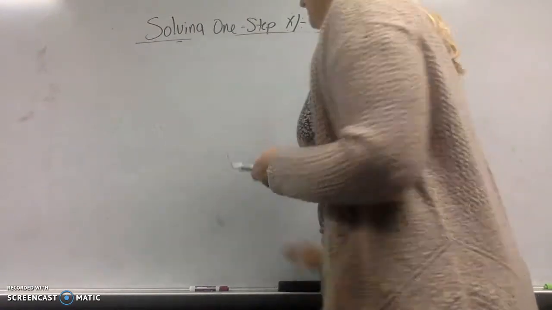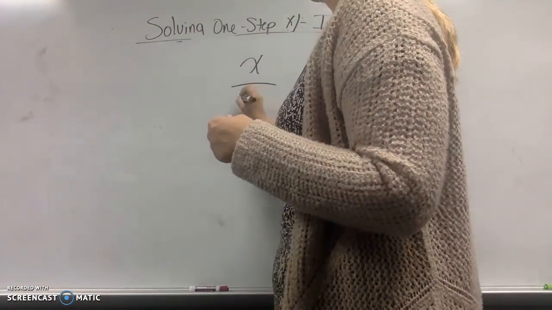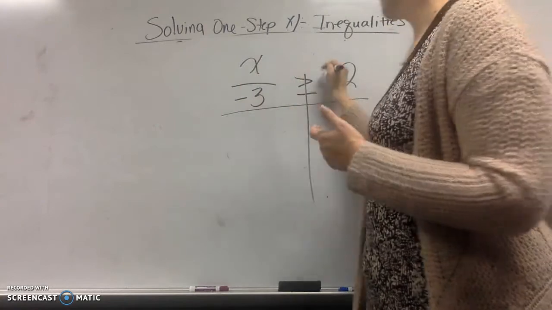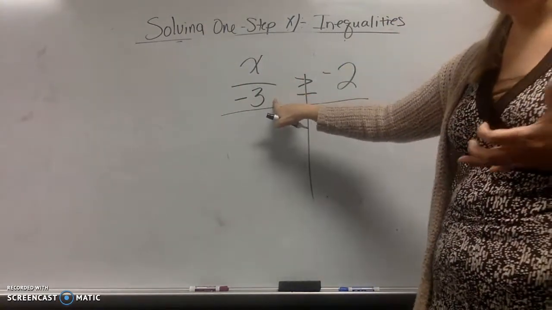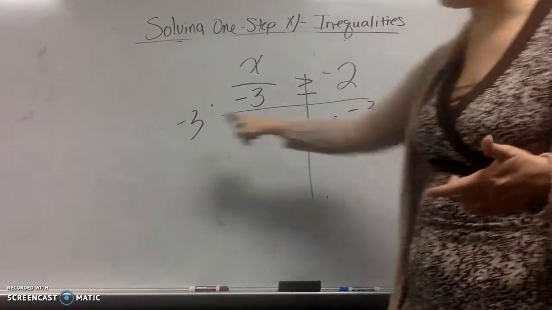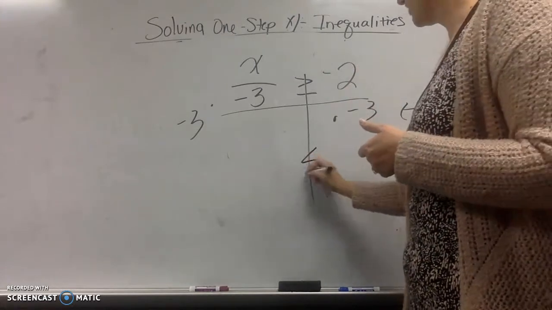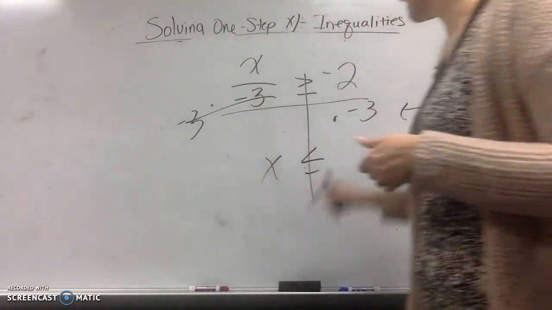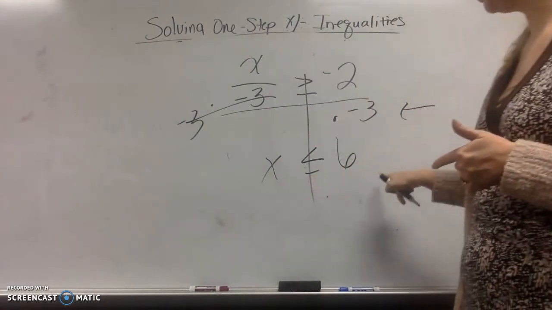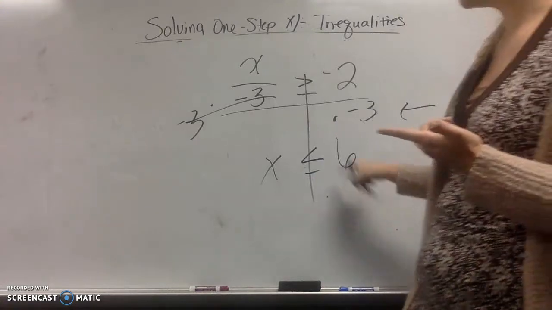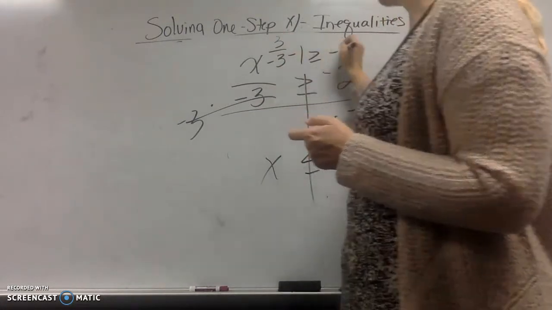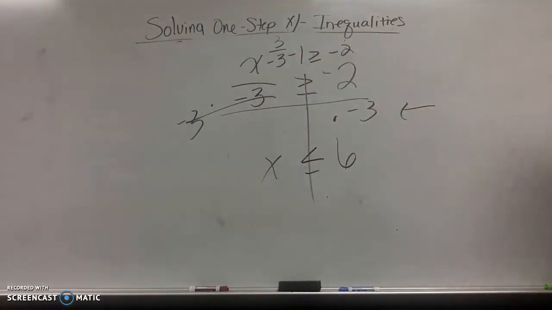Let's do one more. Okay, so to solve this equation, make that negative 2, I need to multiply both sides by negative 3. Again, this is the number I look at. Because I'm multiplying both sides by a negative, I am going to flip the sign. That will cancel and give me x. This will now give me a positive 6. So if I pick a number less than or equal to positive 6, so I'll pick 3. 3 divided by negative 3 is negative 1, and negative 1 is greater than or equal to negative 2.